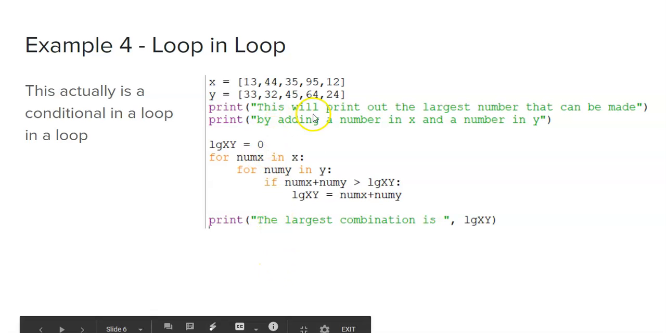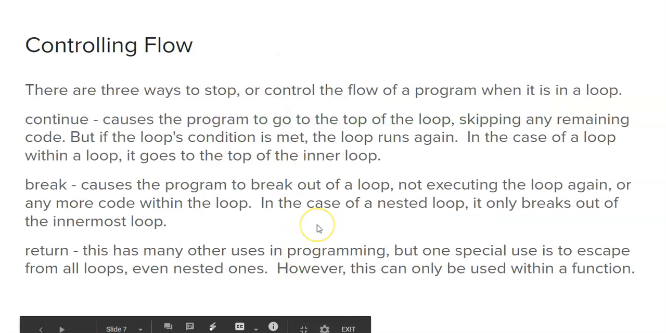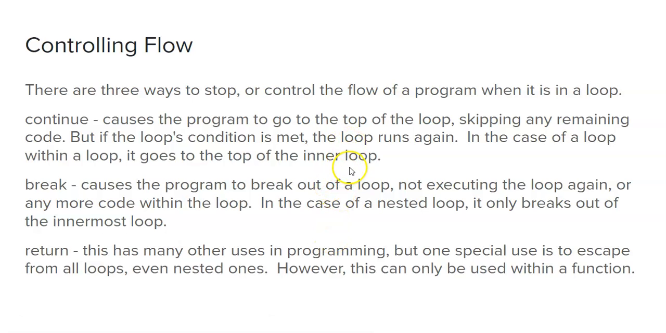And you'll notice that the nesting can be in while loops or in for loops. There are other ways to control the flow. One is with continue, one is with break, and one is with return.